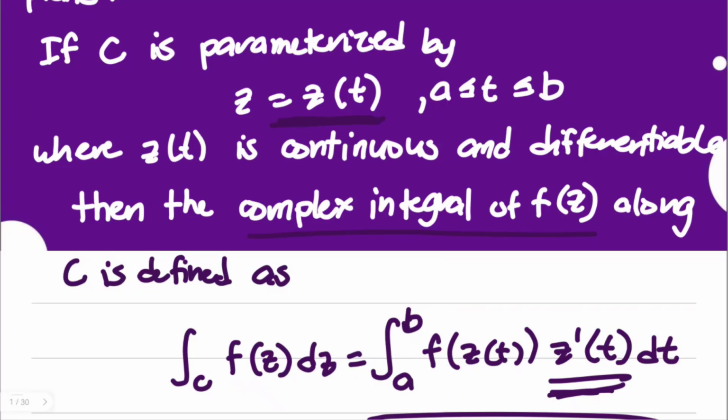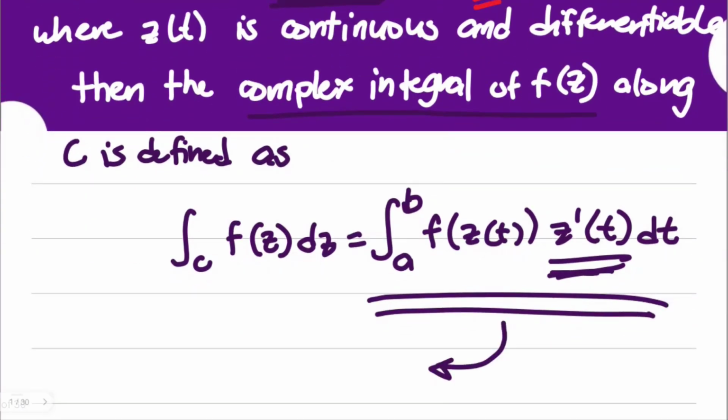This means there are items here you need to consider. Number one, the parameterization of your contour or your smooth curve c, in this form here, where a and b are the endpoints of your t with respect to your z. And then the complex integral is the integral of your parametric function times the derivative of your z of t with respect to t. We will have some illustrations later on with regards to the solution of this.